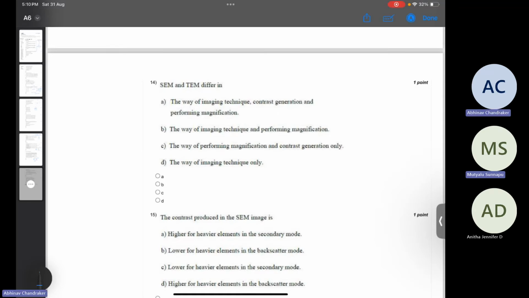SEM and TEM difference, no? That is both of it. Yes. Difference is in the technique. So the imaging technique is different in both, because in one you have transmission, and in the other you have just generation of electrons, and those are detected. In the other one, the transmitted ones are detected. So the lens arrangement is also different for both of them because of this.